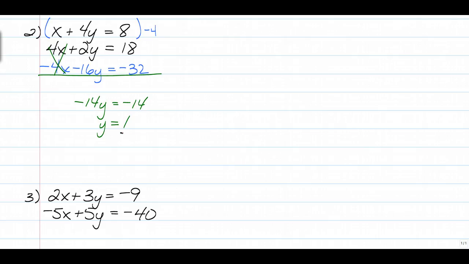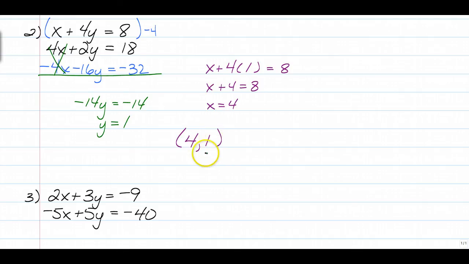Okay, and then all you have to do is substitute the 1 for y back into one of your original equations. So we have x plus 4y is equal to 8, but we're going to substitute 1 in for the y. So x plus 4 is equal to 8, so x is equal to 4 after you subtract 4 from both sides, leaving us with a solution of 4, 1.